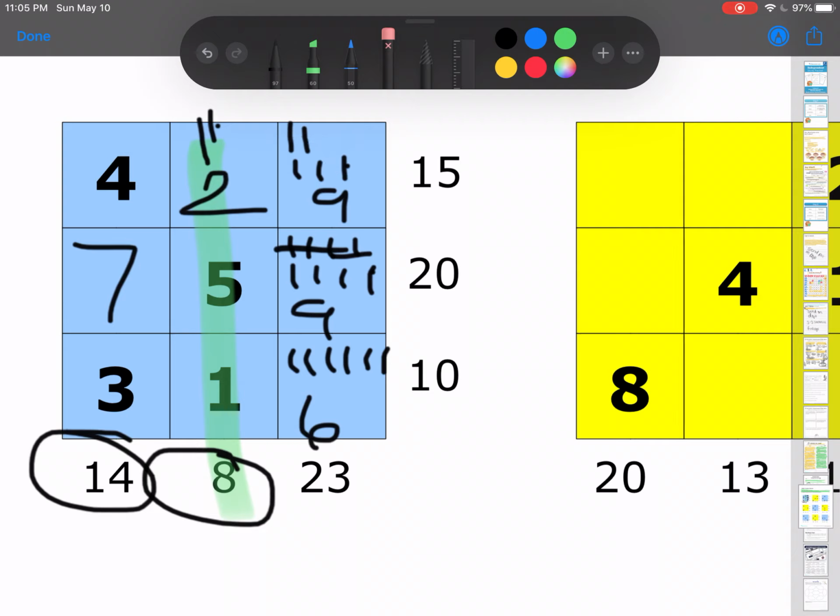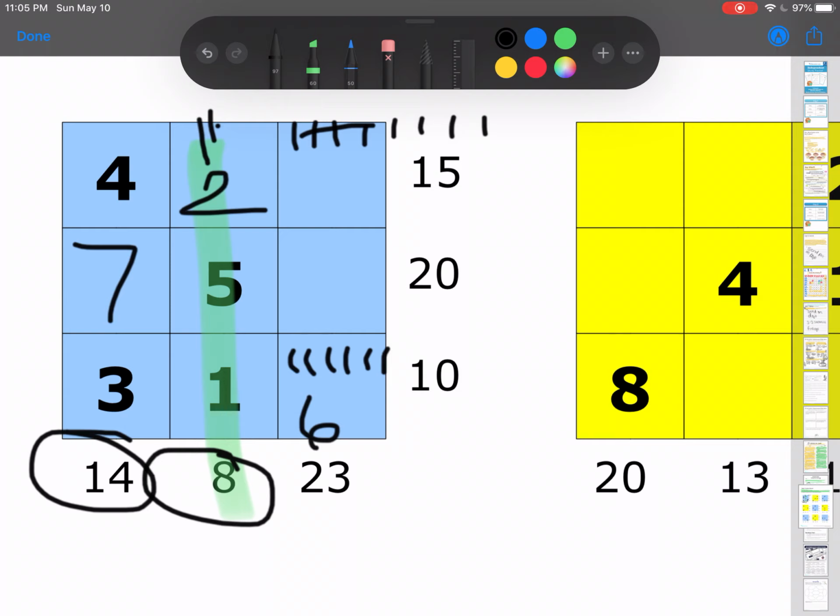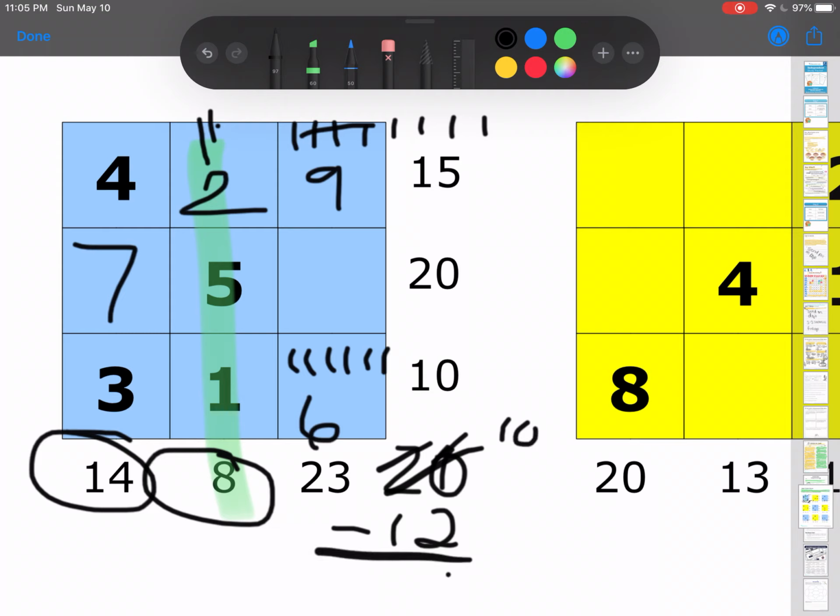Okay, and it says that I can't repeat numbers. So one of these is 8. So 4, 5, 6, 7, 8, 9, 10, 11, 12, 13, 14, 15. That's 1, 2, 3, 4, 5, 6, 7, 8, 9. 7 plus 5, that's 12. 20 minus 12, that's 10. That'd give me an 8. Okay, here we go. So this one's 8. So there is our answer.